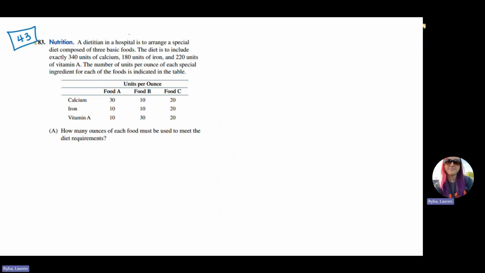So all I have is a table right now. What I need to do first is figure out where my total row or column will be, because depending on how they created it, I don't know where my total is going to be. It may be a row, it may be a column. They give me the total of calcium, the total of iron, the total of vitamin A. So for me, in this one, the total is going to be this end column over here. So we want 340 calcium, 180 iron, and 220 vitamin A.